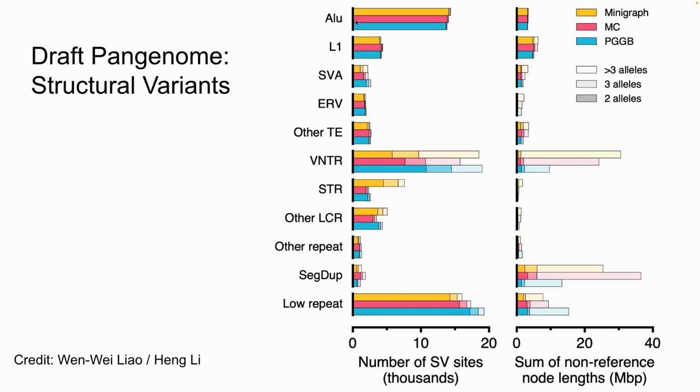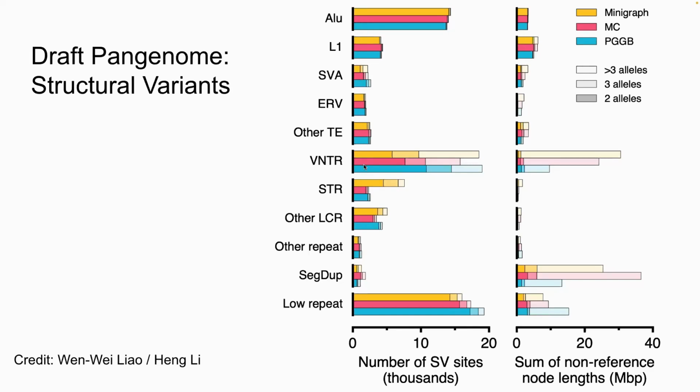This is showing you three different approaches, and they all kind of agree. The coloring here, light and dark, is whether or not the site is biallelic or multi-allelic. This is the number of sites. Obviously, there are a lot of mobile elements. These are all mobile elements, and they're mostly biallelic.